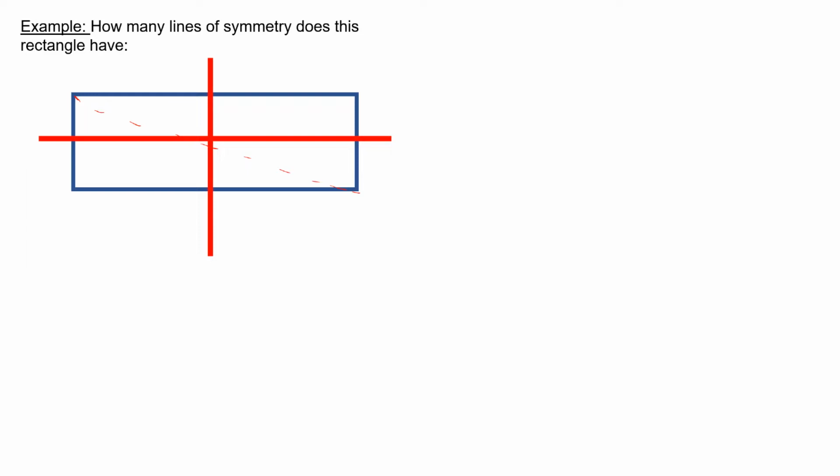see if I can draw this. Yeah, you would end up with something which looks a bit like this. You wouldn't end up folding the shape exactly in half. So a rectangle has only two lines of symmetry, vertical and horizontal.